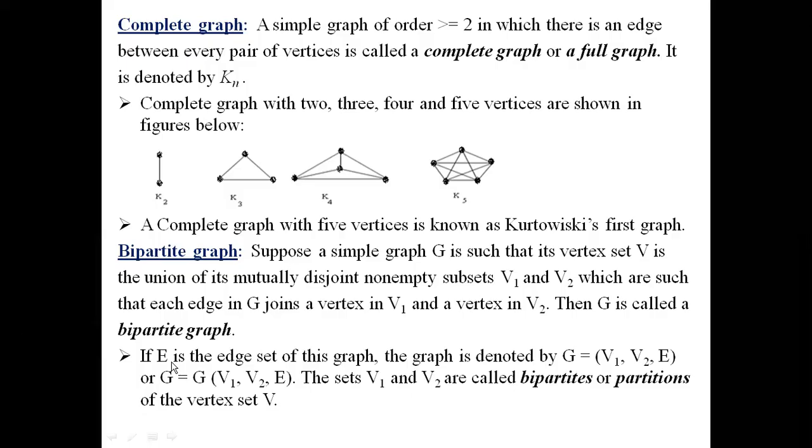If E is the edge set of this graph, the graph is usually denoted by G equal to (V1, V2, E). And the sets V1 and V2 are called the bipartites or the partitions of the vertex set V. Since we are going to divide into two disjoint non-empty subsets V1 and V2, we have divided into two particular vertex sets, and that is the reason V1 and V2 are known as bipartites or the partitions of the vertex set V.